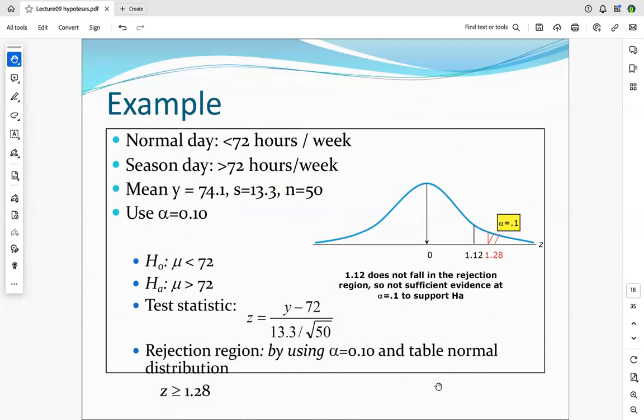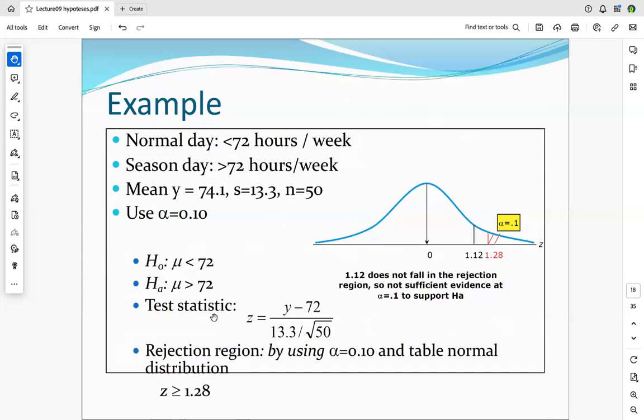So let's have a look at one of the examples. For example, a service engineer in a hospital on a normal day works less than 72 hours per week. Whereas on a season day, for example a public holiday, the hospital operates very, very busy, and they have to work more than 72 hours per week. So they collected 50 service engineers in that state and got the mean and standard deviation. First they set the significance level to 0.1. Okay, so the null hypothesis, we know, is less than 72. The alternative hypothesis is more than 72.